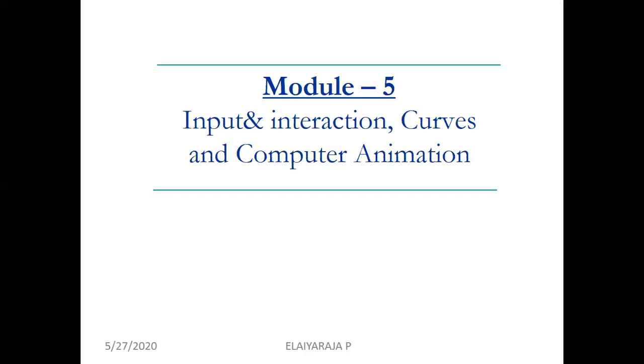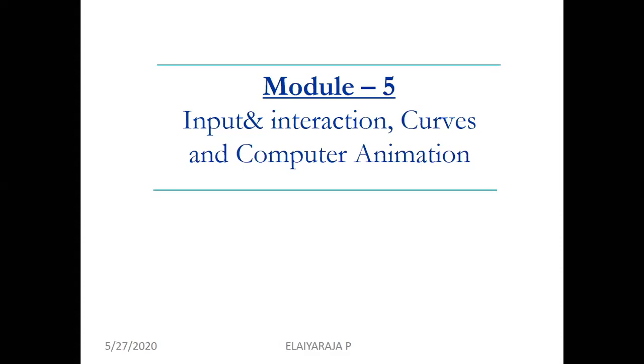Module 5, where we are going to discuss input and interaction, curves and computer animation. Input and interaction is about how you are going to model your polygon, or how you are going to key in the input for modeling the polygon. We are going to discuss logical as well as physical devices, what you are going to use to key in the input, as well as interaction with the screen and the display properties, followed by curves and computer animation.